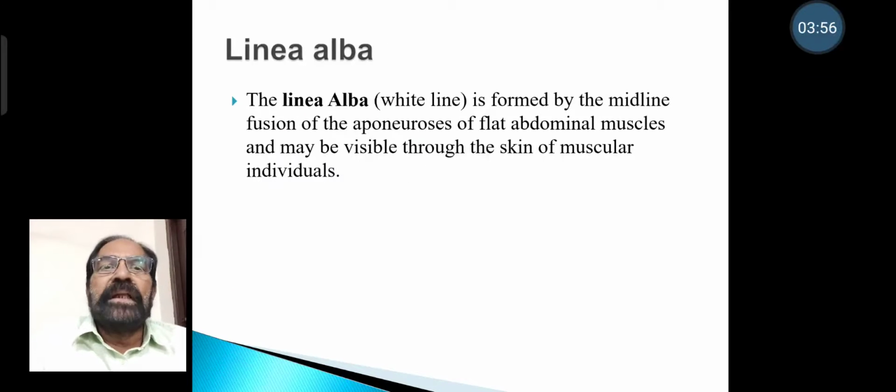Linea alba. Linea alba, the white line, is formed in the midline by the fusion of the aponeurosis of the flat abdominal muscles and may be visible through the skin of muscular individuals.